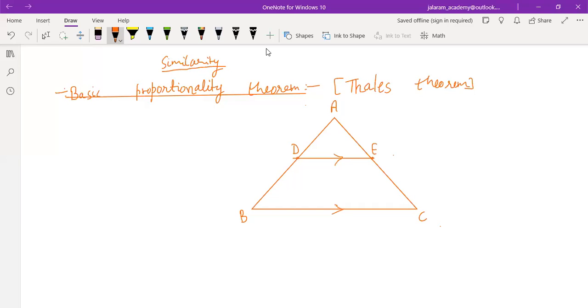So the statement of basic proportionality theorem is that a line drawn parallel to any one side of a triangle, it is drawn parallel to BC, divides the other two sides proportionally. Is that clear to you? The line drawn parallel to any one side of a triangle intersecting the other two sides divides them in the same ratio or divides them proportionally. Understood?